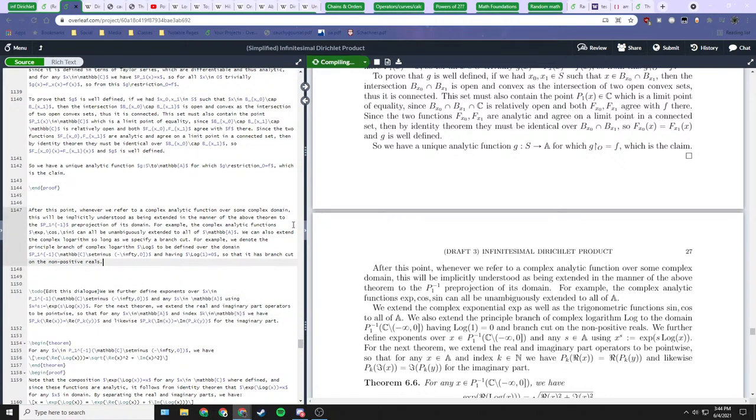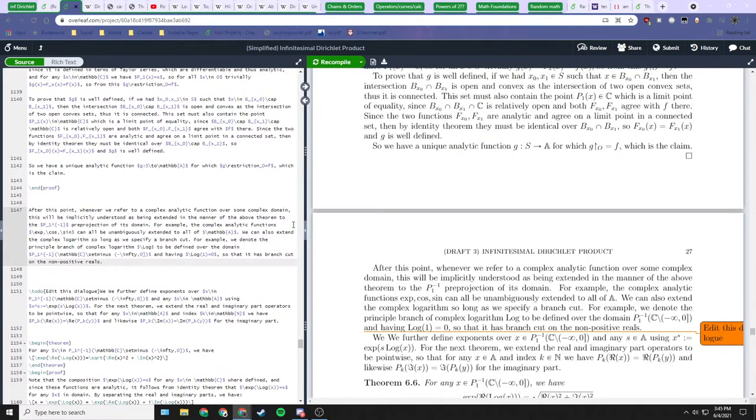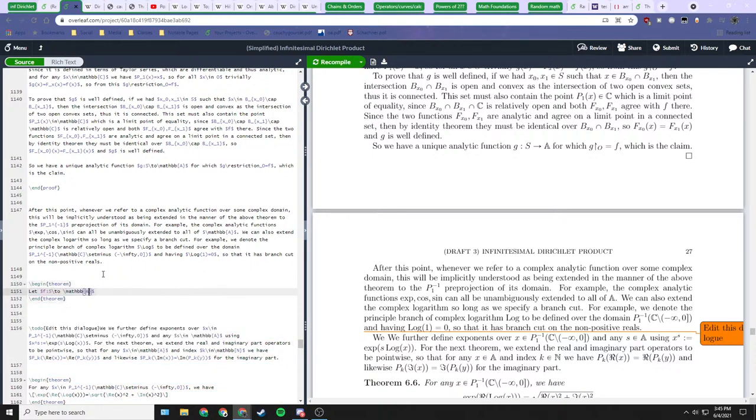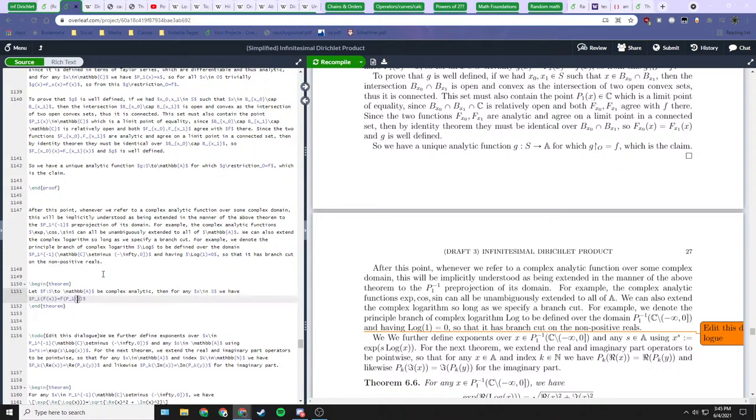Okay, so I want to have a theorem here. A couple of theorems, actually. One of the theorems we want is, if we have a complex analytic function on a domain... Okay, I figured out what I want to say. Let f map S to A be complex analytic. Then for any x in S, we have p1 of x is equal to f of p1 of x.